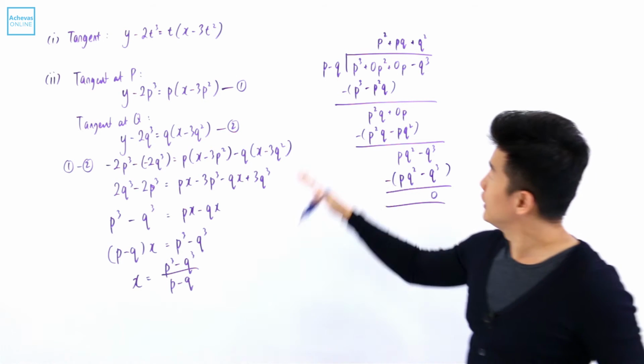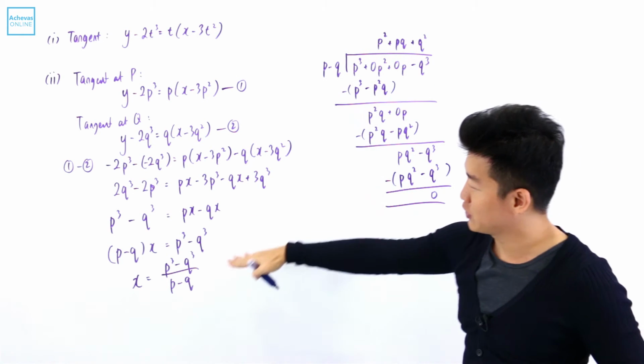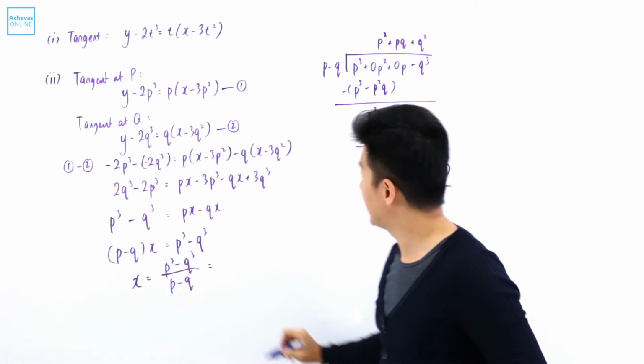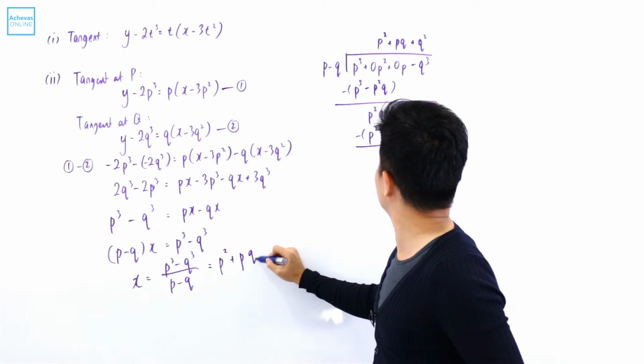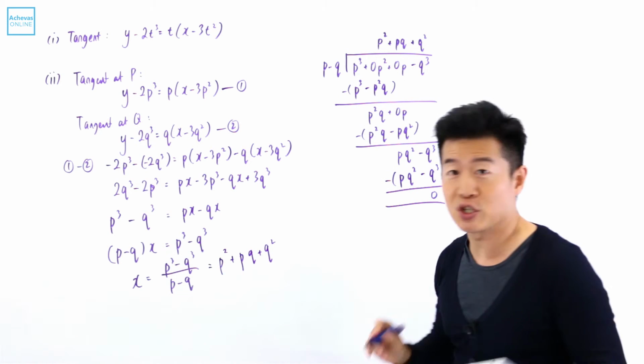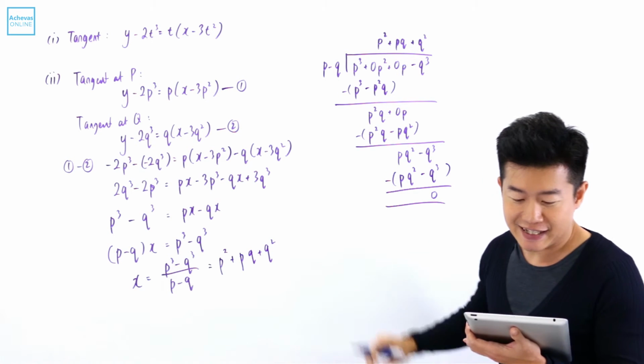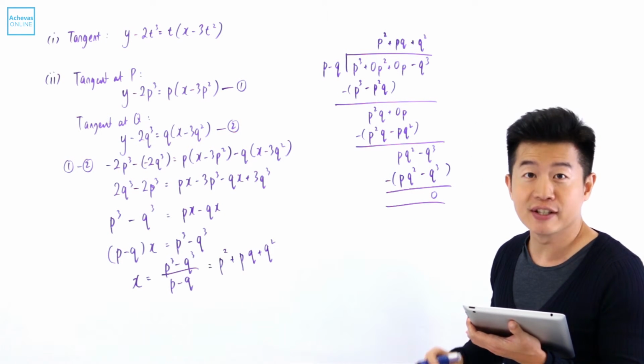Anyway, this tells me the result of this division. That is why x here is equal to p squared plus pq plus q squared, which is what the question wants me to prove. This is the x-coordinate of the point R.